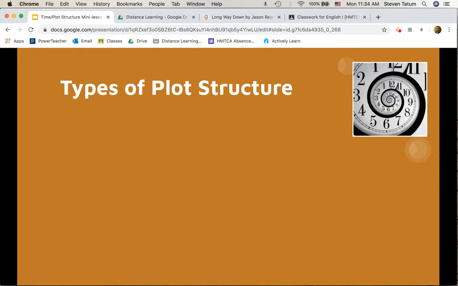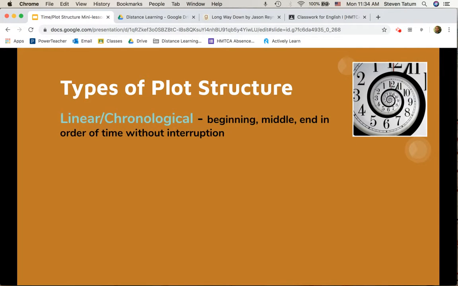So here are the types of plot structure, again, all having to do with how the author is telling their story with time. The most common form of plot structure is linear or chronological. This is where time just moves in a straight line from the beginning of the story to the middle through the end without any interruptions.